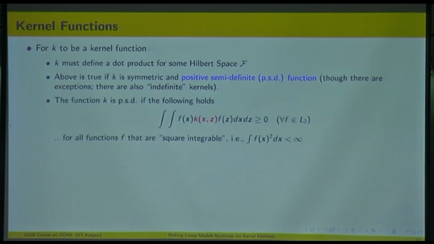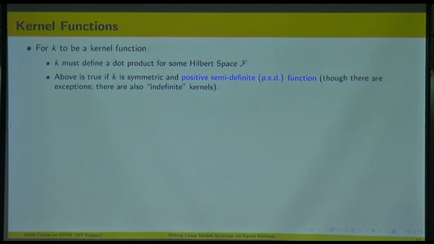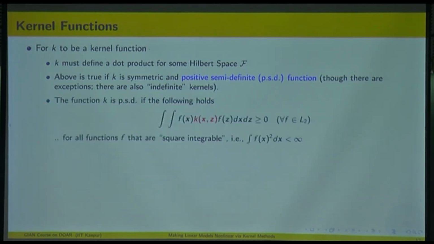The idea is that K is a function of two inputs, x and z. The condition that you need on this K function to be a proper valid kernel function is that it needs to be a positive semi-definite function. Okay, so that's a technical condition which basically says that, if you have this function K of x comma z, two data points x and z.